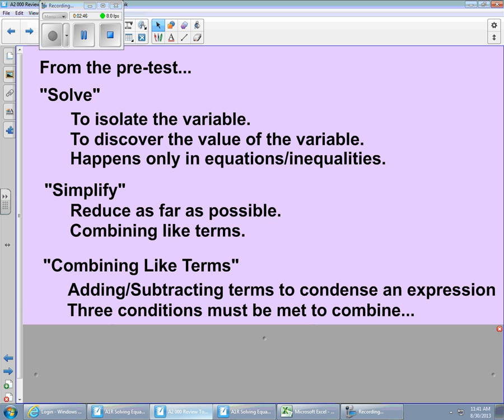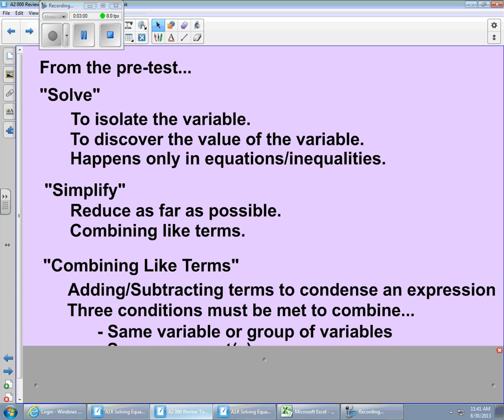Okay, well, combining like terms is just, in plain English here, adding or subtracting terms in order to condense an expression. And there are three conditions that must be met in order to combine. First of all, you must have the same variable or the same group of variables. For example, the only thing that you're going to combine with x's is other x's. The only thing you're going to combine with y's is other y's. The only thing you'd combine with gummy bears is other gummy bears, and so on.